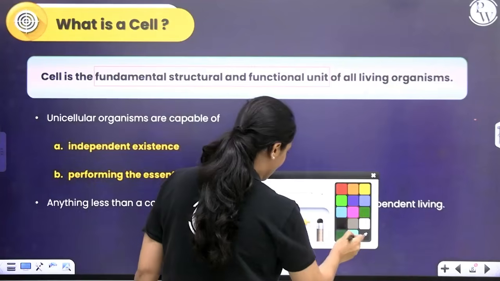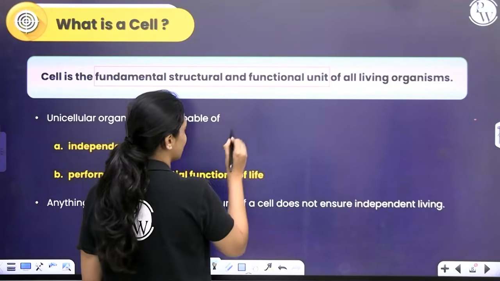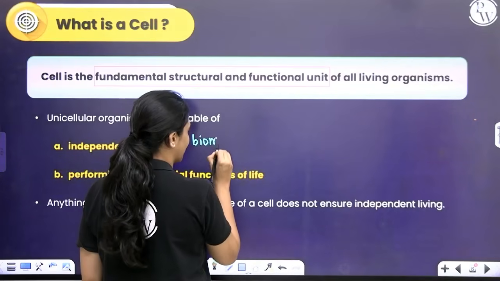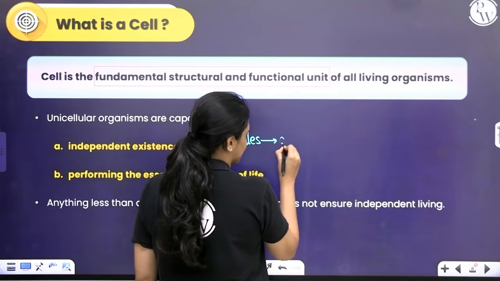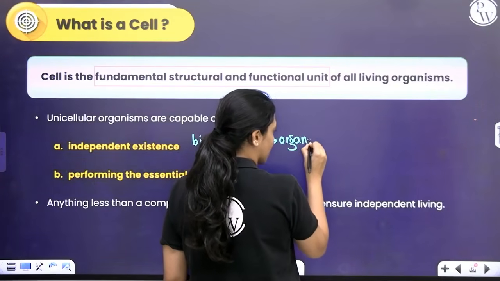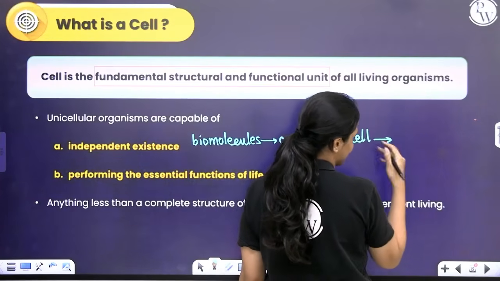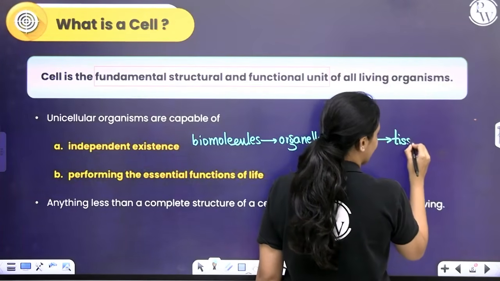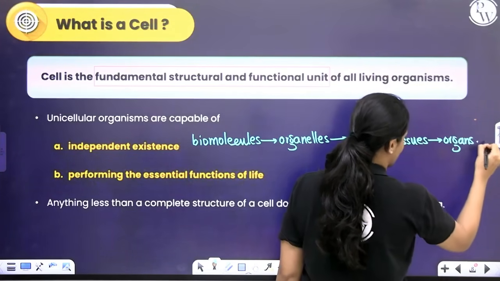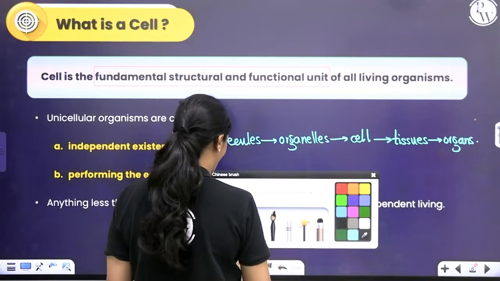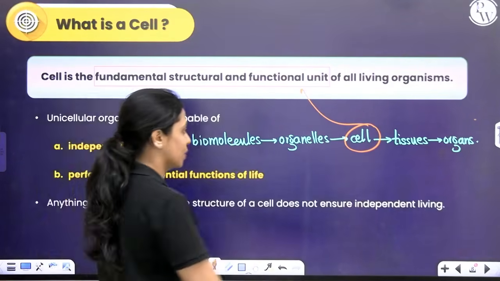If you take the levels in biological organization, you have many different types of biomolecules like proteins, lipids, and all of that. They make cell organelles. Many cell organelles are present inside a cell. Many cells come together and form tissues. Different types of tissues form organs and so on, right? Everybody knows about this. Why is it that we are calling the cell itself the structural and functional unit of life? Why?